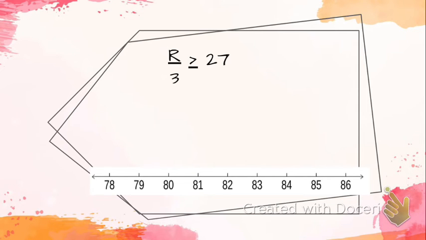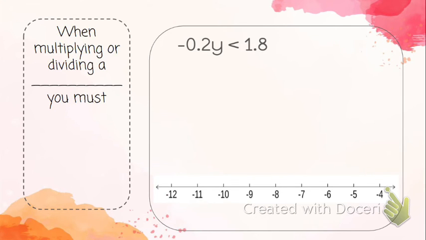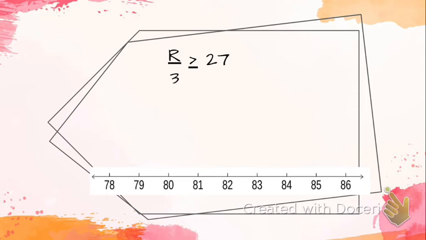Okay, we're on the next one here. This is a division problem. This says r divided by 3 is greater than or equal to 27. Now, remember the rule. I have to think about what am I doing to r? I'm dividing by 3. And what is the opposite of dividing by 3? Multiplying by 3. So I'm going to multiply this side by 3 and this side by 3.